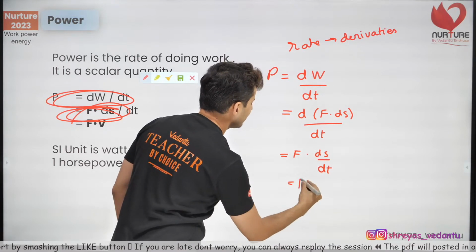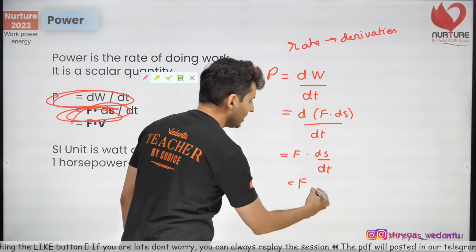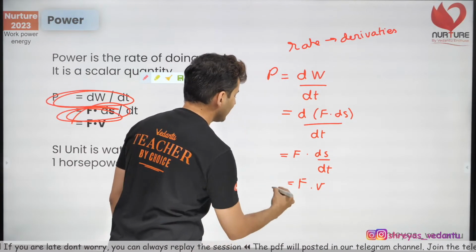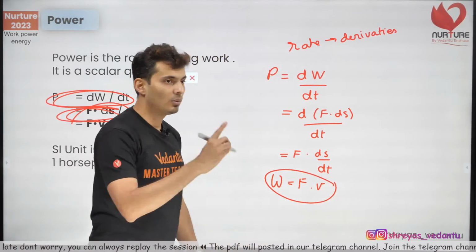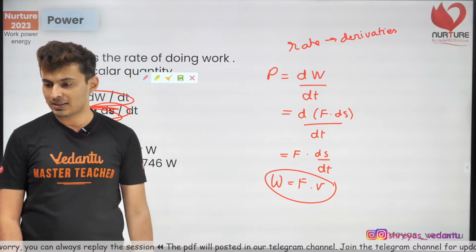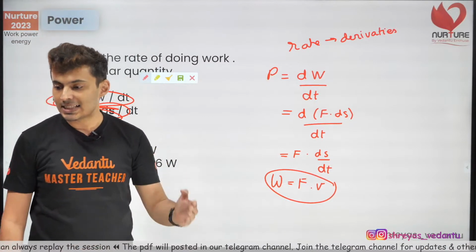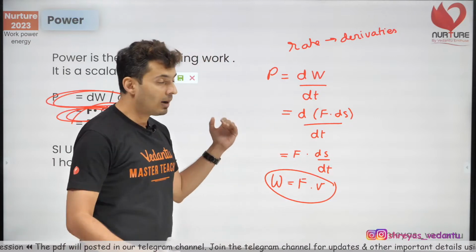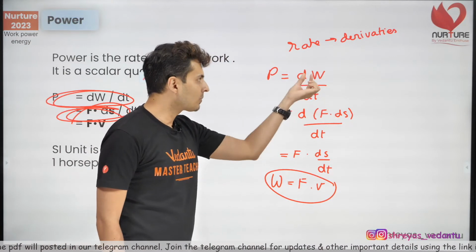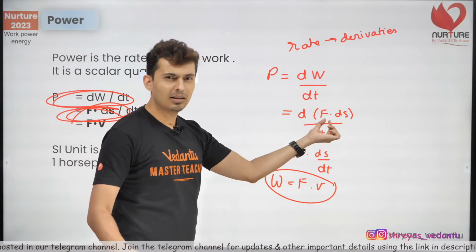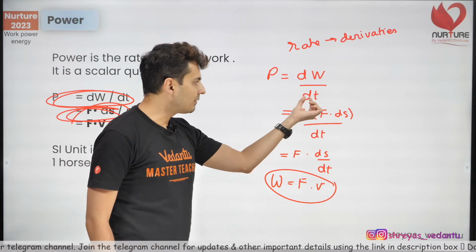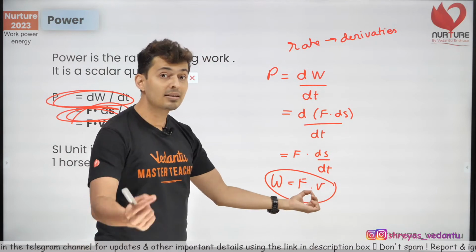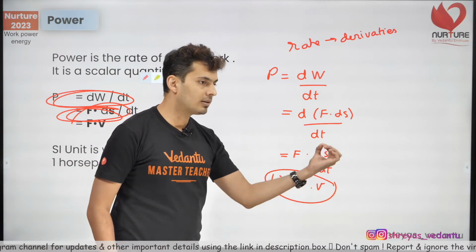But what is ds by dt? ds by dt is nothing but the rate of change of displacement, which is velocity. So that's how power is force dot velocity. I hope this is clear. Power is nothing but the rate at which the work is done. Work is F dot ds. That's how we defined work. F, you bring it outside, so it becomes F dot ds by dt. ds by dt is velocity. So power is F dot v.